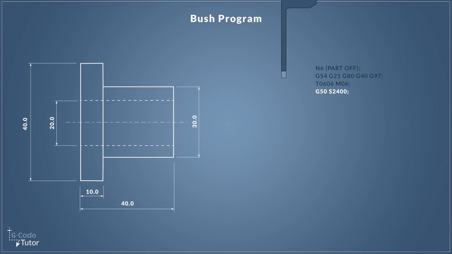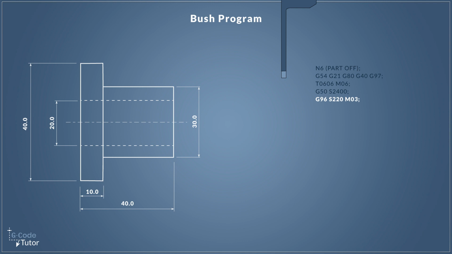So G50 is our spindle clamp G-code. This tells the machine never to exceed 2400 RPM, which we set with the S word next to the G-code there. G96 is our constant surface spindle speed command. So we use G96 and not G97 when we're doing CSS cutting.